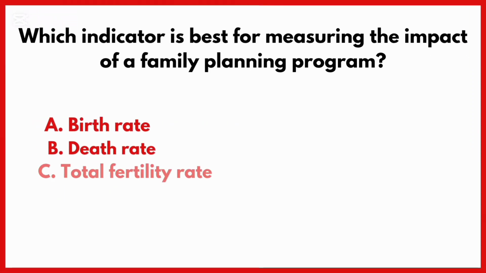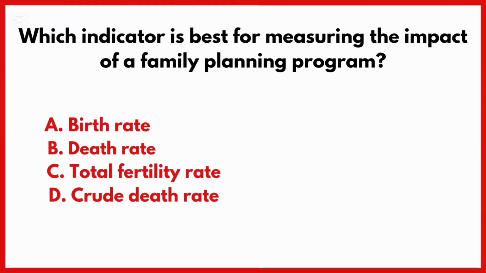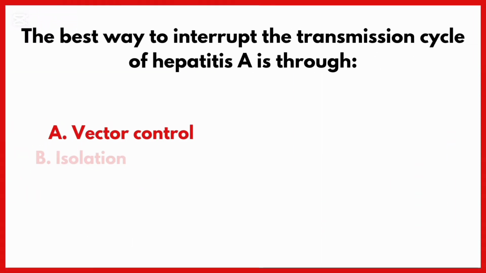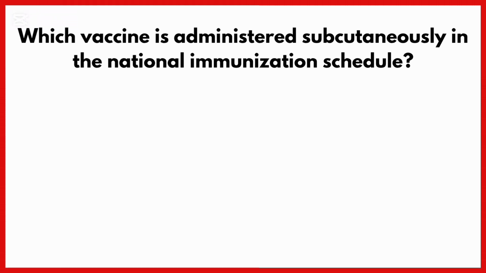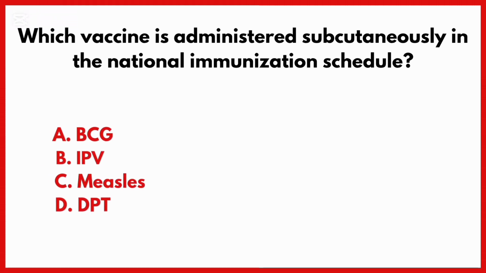Which indicator is best for measuring the impact of a family planning program? Correct answer is option C, total fertility rate. The best way to interrupt the transmission cycle of hepatitis A is through. Correct answer is option C, improving sanitation. Which vaccine is administered subcutaneously in the National Immunization Schedule? Correct answer is option C, measles.